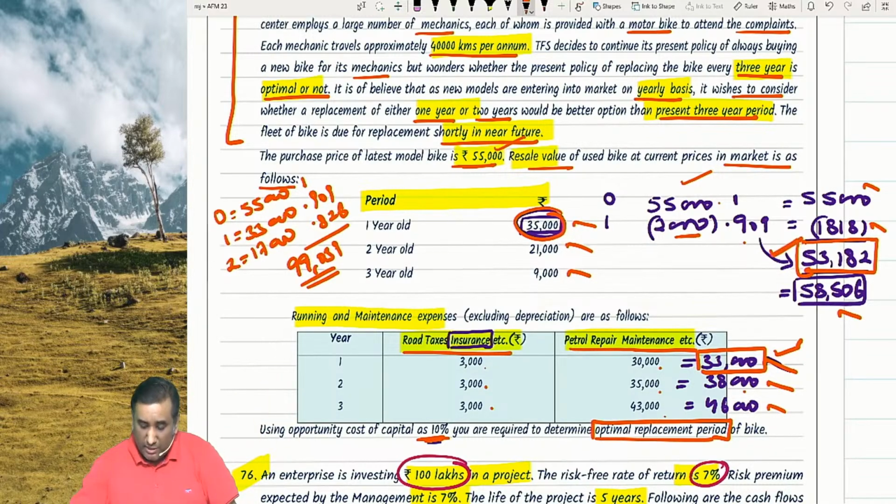This cost was only of 1 year, though they were in 0 period, but it was 1 year. This cost is of how many years? 2 years. Hence you cannot take a decision. Basically you can take a decision when they are of equivalent years.